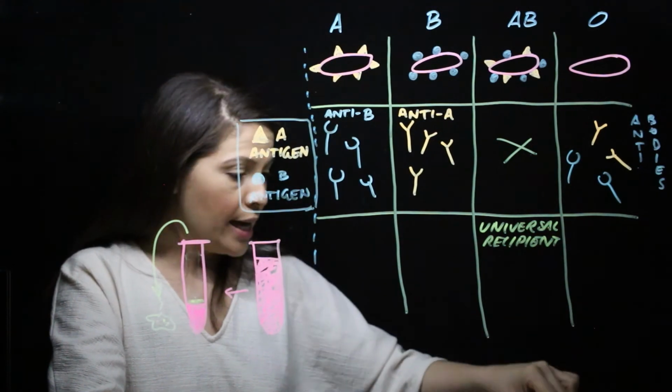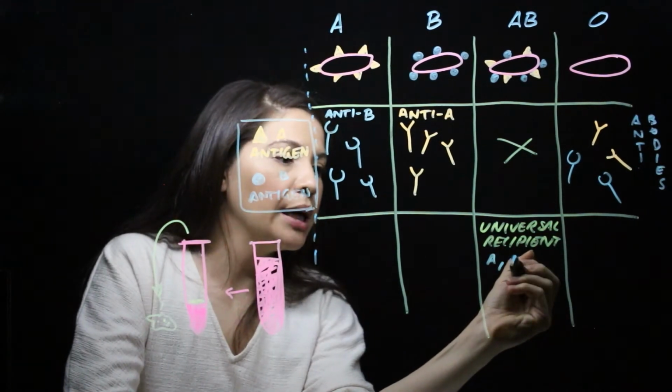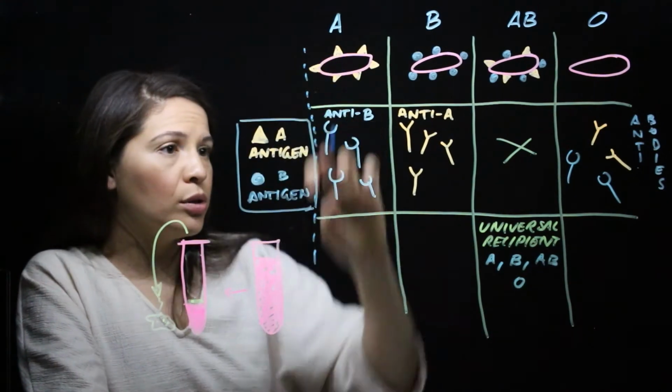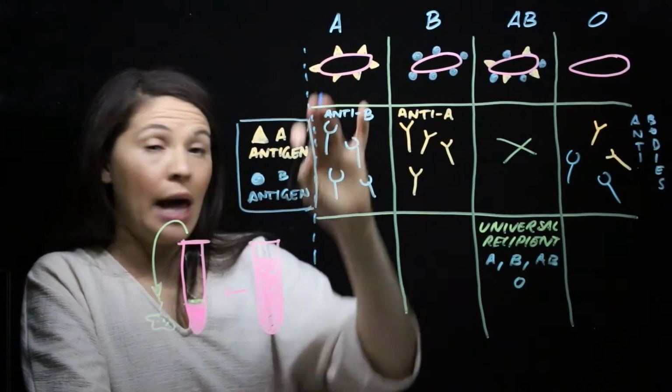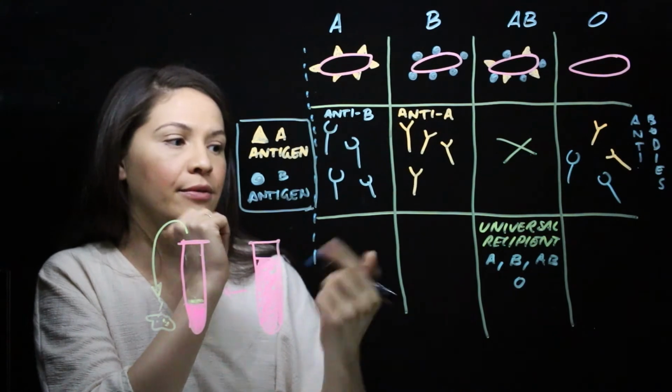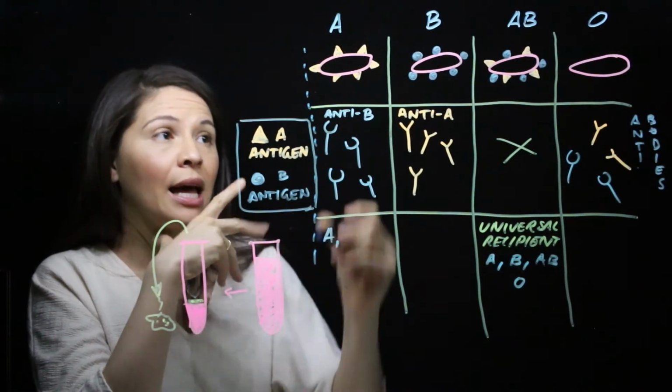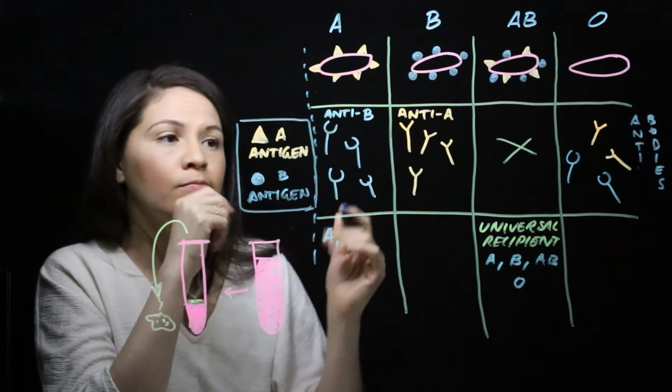So it can take A, B, obviously AB, and O. Now, let's have a look at someone with A blood. What can they receive? So they can obviously receive A. That's easy. But if that's not on hand, can they receive B blood?